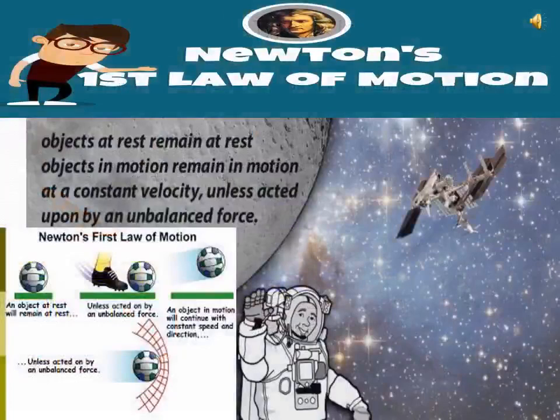In the summary part, I ask you, can you state Newton's first law of motion? Newton's first law of motion states that objects at rest remain at rest and objects in motion remain in motion at a constant velocity along a straight line unless acted upon by an external unbalanced force to change their state.